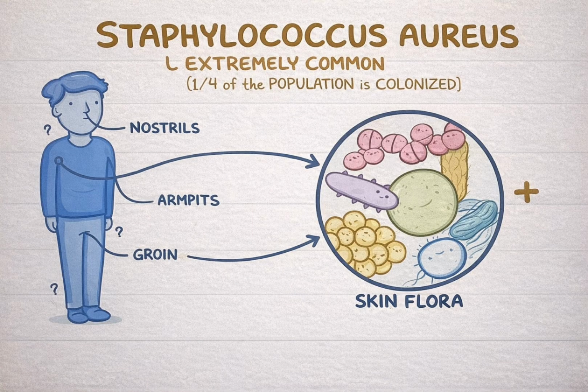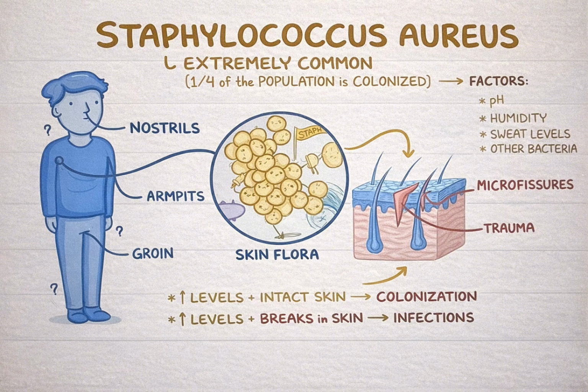Now let's talk about where this bacteria lives. Staphylococcus aureus is actually very common. About 25% of people carry it, usually in areas like the nose, armpits, or skin. Most of the time, it doesn't cause any problems and just exists as part of our normal skin flora. However, problems start when there's an imbalance or when the skin barrier is broken, for example, through cuts, eczema, or surgery. If that happens, the bacteria can enter the body and cause infections.